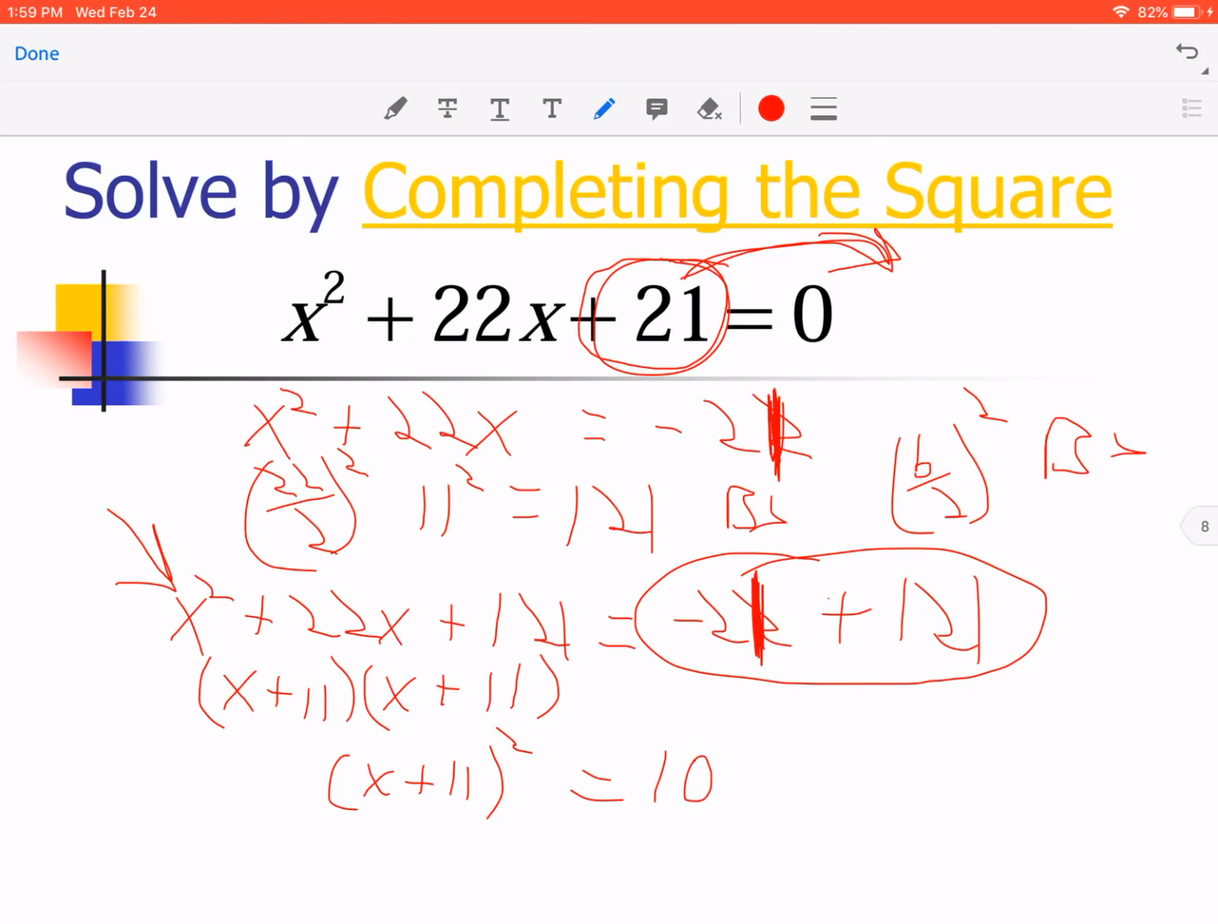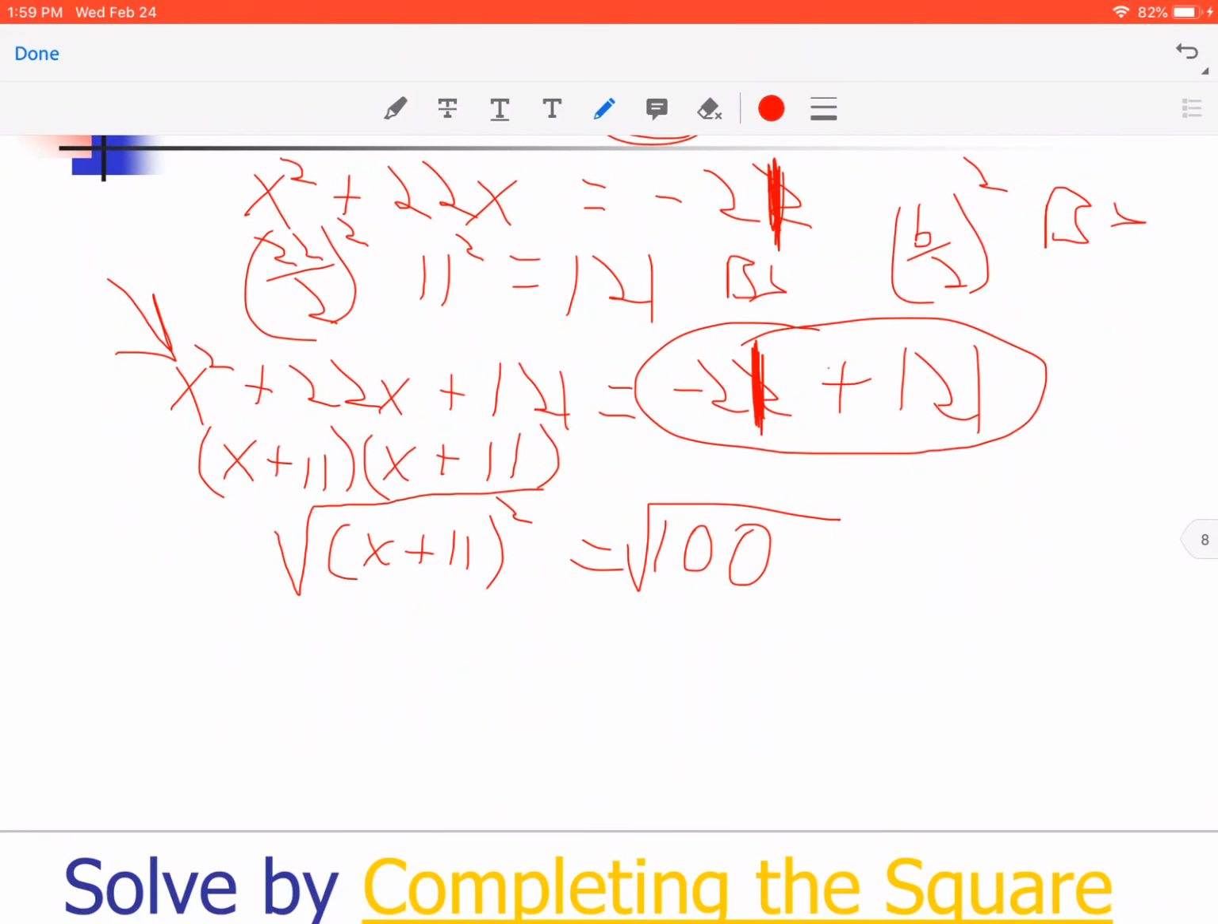Isn't that 100? How do you get rid of a square? You need to square root both sides. If you square root the left, it cancels the square, but you've got to square root the right. All right, square root cancels the square, so it's x plus 11 equals, just be careful, that's a perfect square, but there's two answers. Positive 10 times 10 is 100, and negative 10 times negative 10 is also 100. Last step is to solve for x. How do you get rid of plus 11? Minus 11.